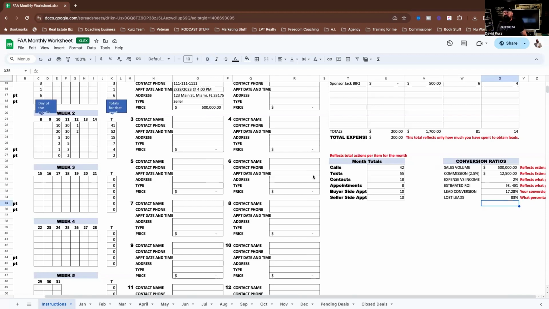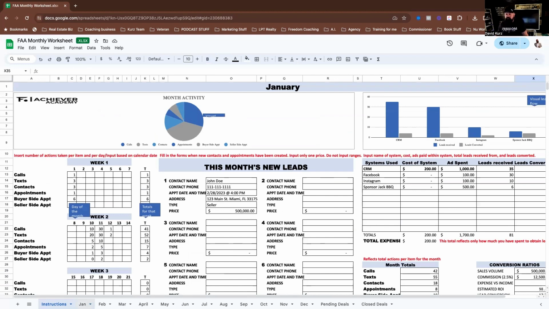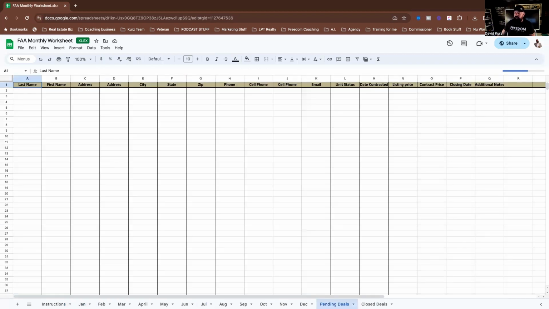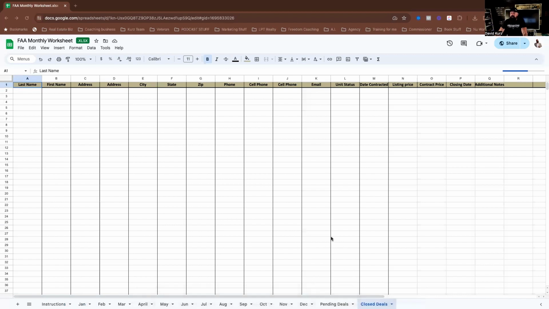Listen, guys, if you start using this on a daily basis, it is going to give you a tremendous amount of information. You'll see we have tabs: January, February, March, April, May, June, July, right? And then when you get to pending deals and closed deals, that's what you can put in to see how much you're closing, what's happening, how you're winning, etc.